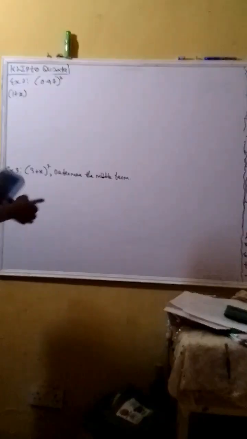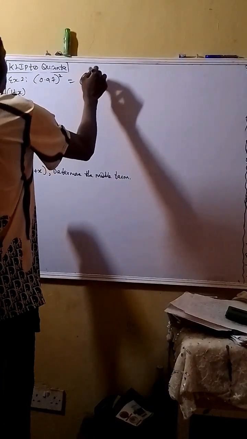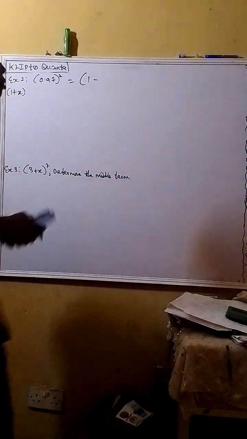Now how can we do that? In order to have 1 at this point, you should know that this can be broken down by saying 1 minus, do not forget.